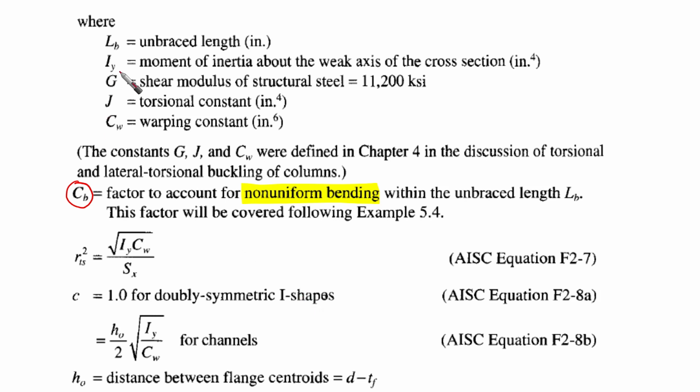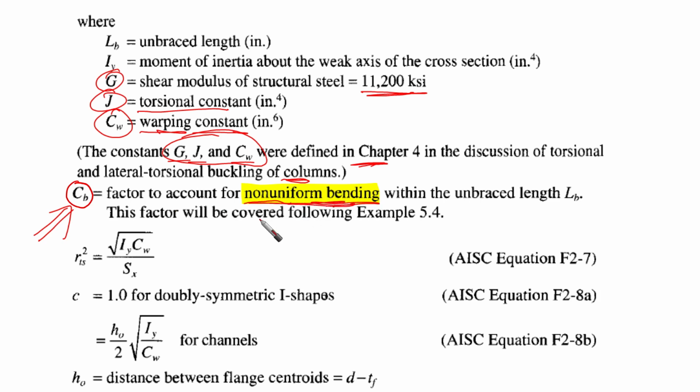So you are going to find that G, the shear modulus of structural steel, is constant. J is the torsional constant. CW is the warping constant. G, J, CW are defined in chapter 4. For the case of columns, you can go to them, but they are related to the shape, and the tables are related to the torsional and warping constants and so on. The important thing that you need to take care of is CB, which is a factor accounting for non-uniform bending. We call it the bending or moment gradient within the unbraced length. This is going to be a controlling parameter for the moment capacity.